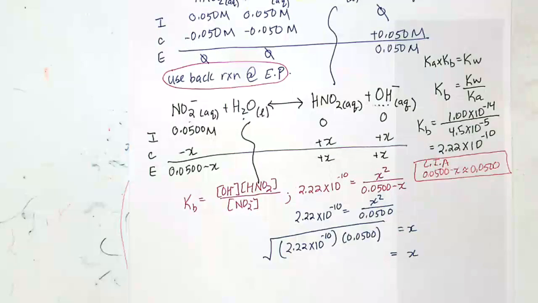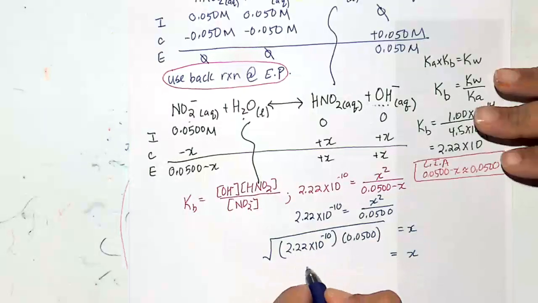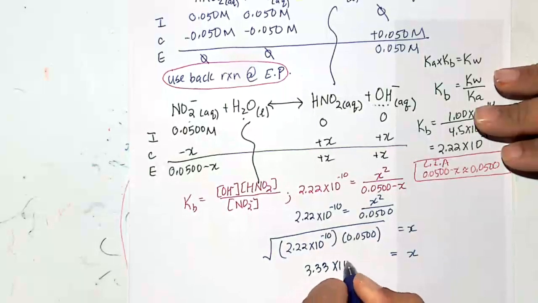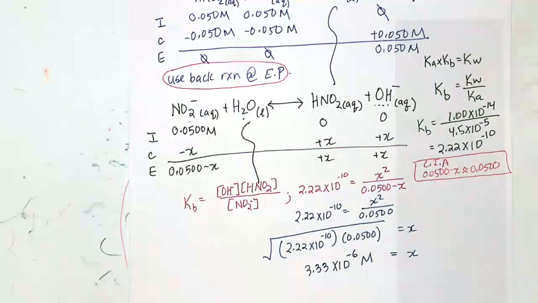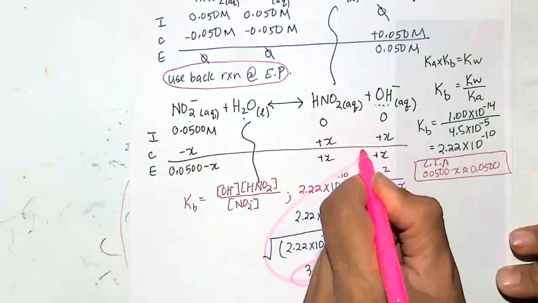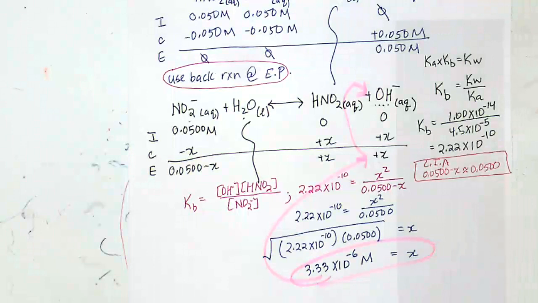You guys can check my math along the way. Times 0.05. So doing this on my calculator, I'm getting 3.33 times 10 to the minus 6. But what does that x really symbolize? What does that x really mean? Of OH minus. So before calculating pH, what do we need to calculate first?